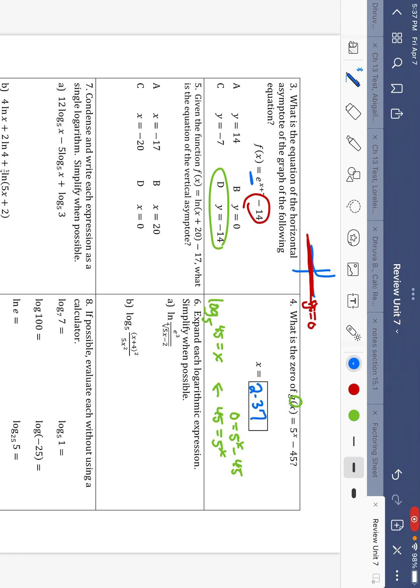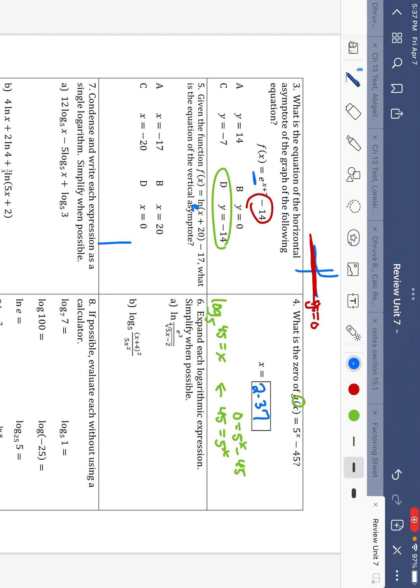All right, number 5, a log function. So this is ln. Remember ln is log base e, but that doesn't make a difference. A log is a log, and so normally log functions have vertical asymptotes at 0. This doesn't change that, it moves left 20 and down 17. So what's affecting the asymptote is that 20. So moving yourself left 20, there's my new asymptote.